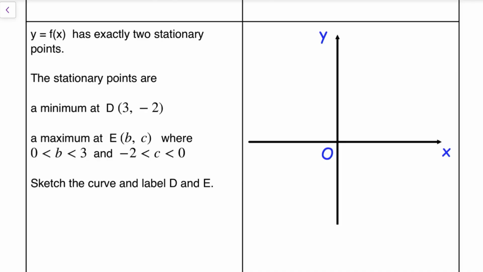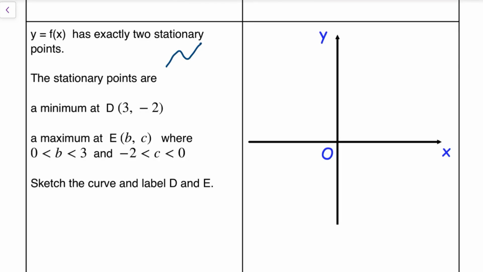Y equals f of x has 2 stationary points, so it means I've probably got a cubic, doesn't it? The stationary points are a minimum at 3, minus 2. Well, before I do, let's read the whole question. A maximum at E, B, C, where B is between 3 and 0 and 2 and 0.